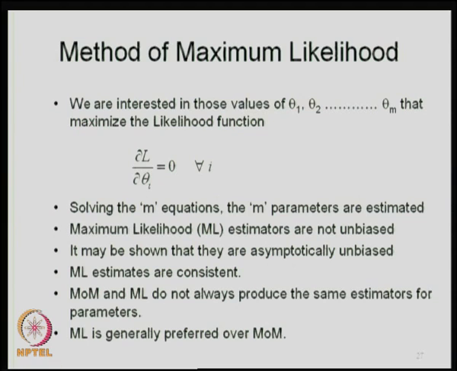The method of moments and the method of maximum likelihood do not always produce the same estimate of the parameters. So, this must be remembered: you may use the method of moments and come up with some estimates for the parameters, but when you use the method of maximum likelihood, you may come up with some other estimates for the parameters. When this happens, maximum likelihood is generally preferred over the method of moments.